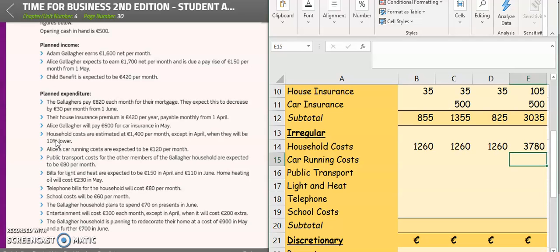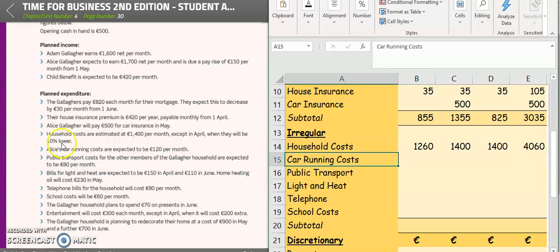Okay, I've actually read that incorrectly. Household costs are 1,400 per month except in April. So April is the lowest and the other months are 1,400. Reading the question and how it's phrased is really, really important. It just told us in that question that just in April was 10% lower. So household costs are estimated 1,400 per month. May and June are 1,400 and April will be 10% lower. So 1,260 is going to be the lower amount.